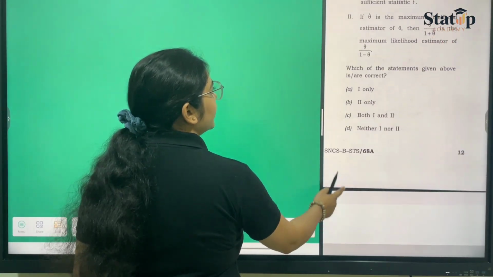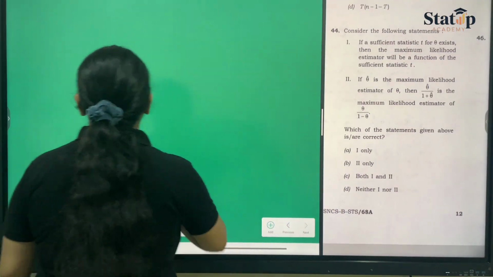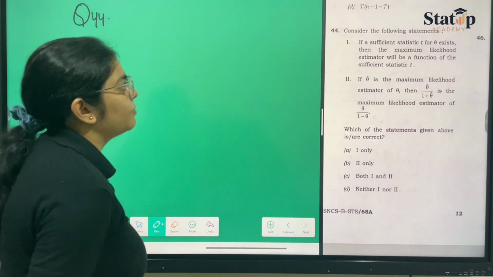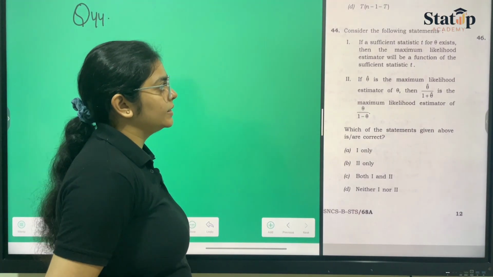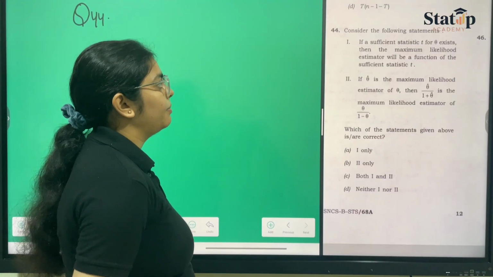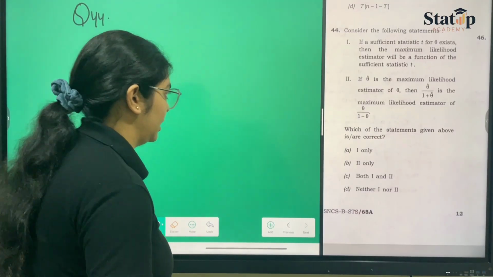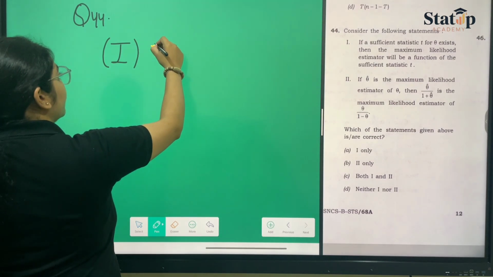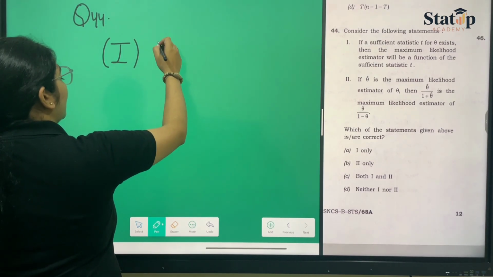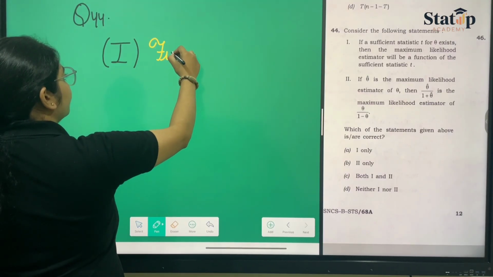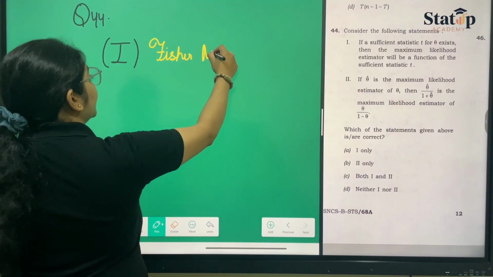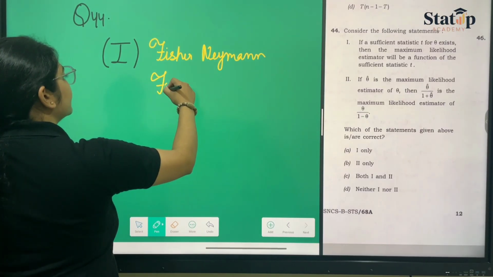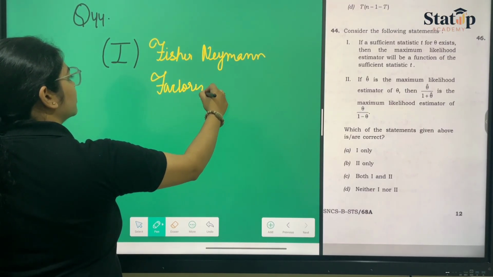Now moving towards question number 44. Again a statement based question. Now the first statement states that if a sufficient statistic T for theta exists, then MLE will be a function of sufficient statistic T. Statement 1 is the statement of Fisher-Neyman factorization theorem.